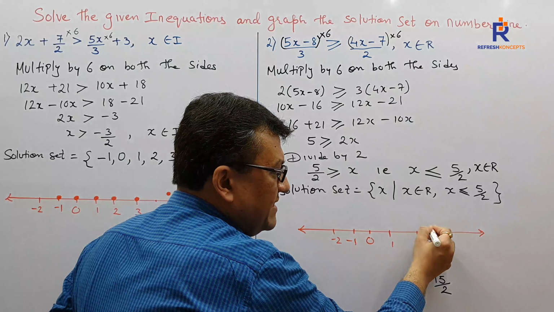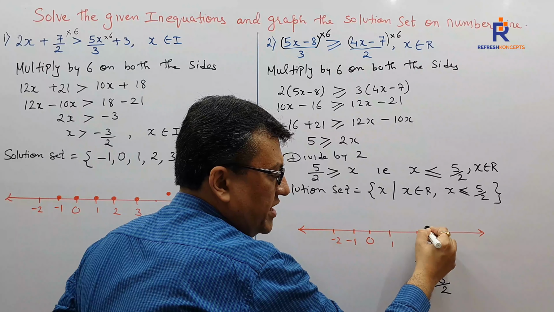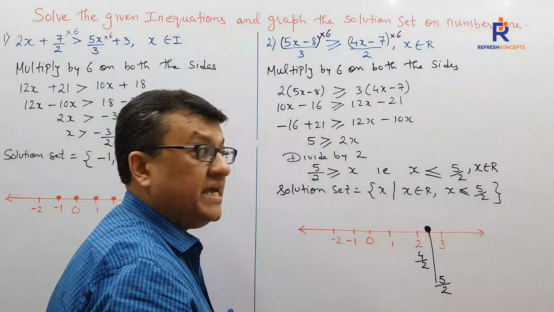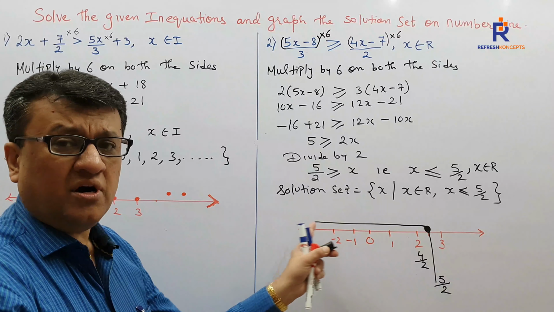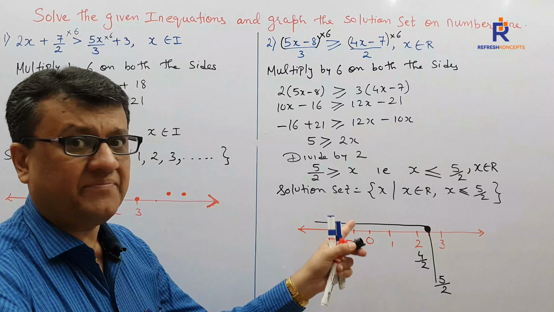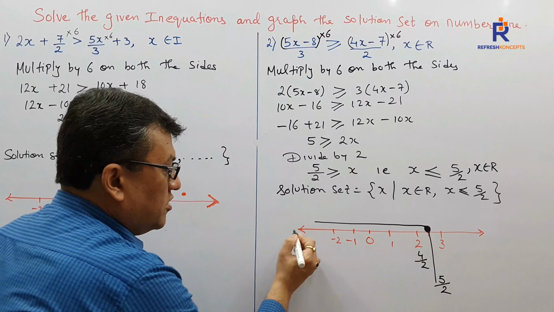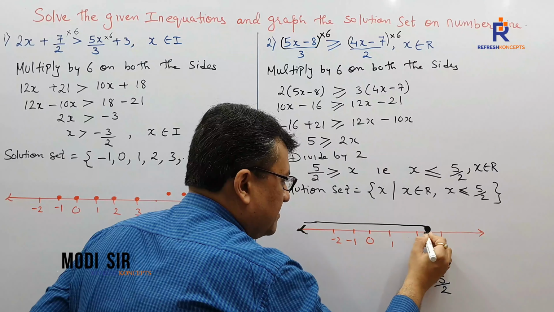Since it is less than or equal to, a dark circle. Less than. So should I move myself here? To what end am I going to go? Infinity, on the negative side. It is less than 5 by 2. Negative side infinity. So this is going to be dark. This also. What next? Is it going to have all the decimals and the fractions in between? Indeed. So even this is going to be dark.